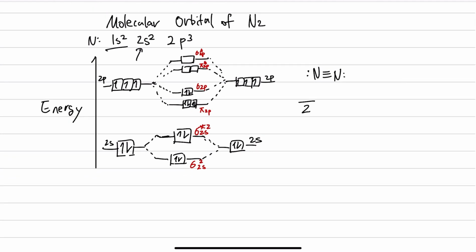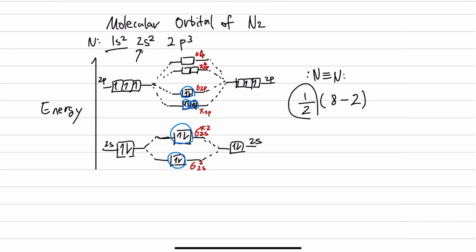And if we consider the bond order, we have 2 electrons, 2 electrons, 2 electrons, 2 electrons. So we have a total of 4 pairs and 8 electrons in the bonding molecular orbitals, and we only have 2 electrons in the anti-bonding. So subtract 2 and divide by 2, we have 6 divided by 2, which is 3. So the bond order is 3. And this also supports that we have a triple bond between nitrogen and nitrogen.